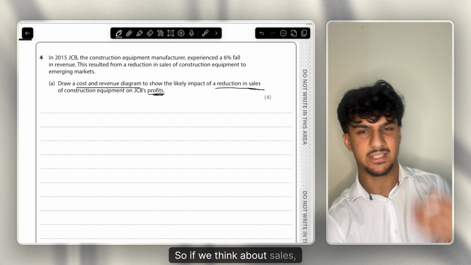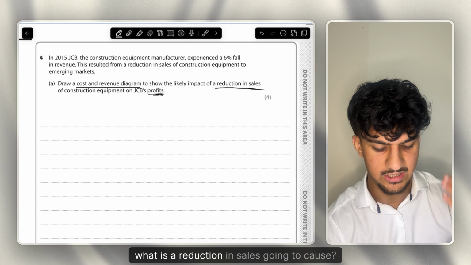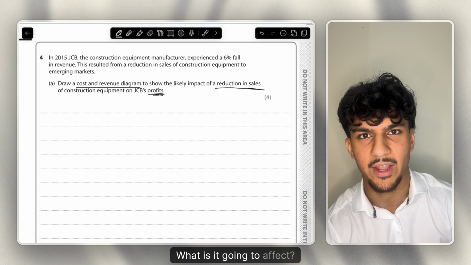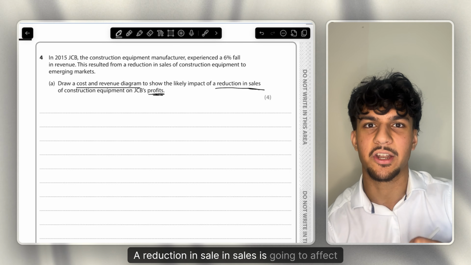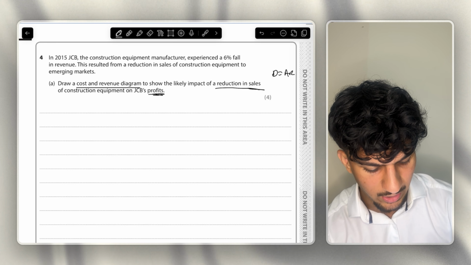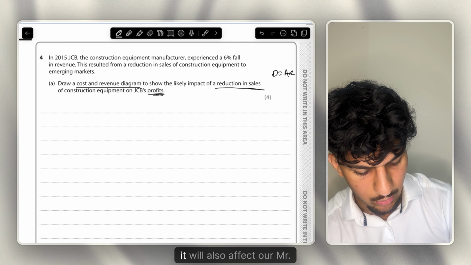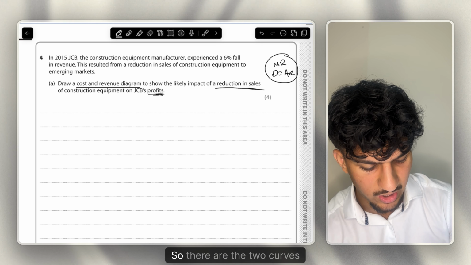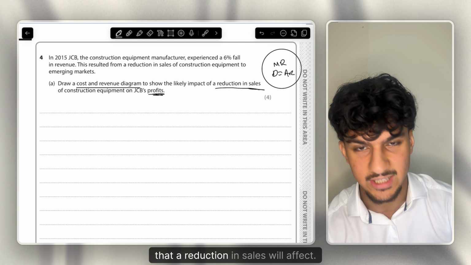If we think about sales, what is a reduction in sales going to cause? What is it going to affect? A reduction in sales is going to affect demand, isn't it? So it's going to affect our demand equals AR curve, and then because it affects our average revenue, it will also affect our MR curve. So they are the two curves that a reduction in sales will affect.